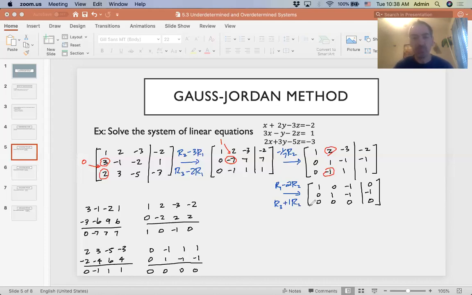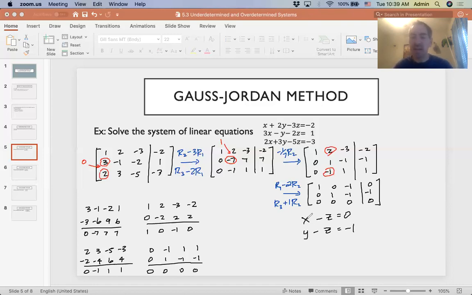Okay, so what does this mean? Looking at the row with all zeros, if it's a row of all zeros, the coefficient side and the right-hand side are both zeros, that means we're going to have an infinite number of solutions. Writing this out by rows, we have 1x plus 0y minus z equals 0. And second row, 0x plus 1y minus z equals negative 1. And then the third row we don't care about because it's all zeros.